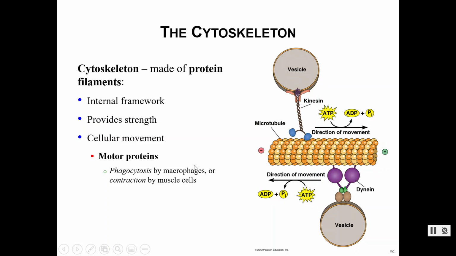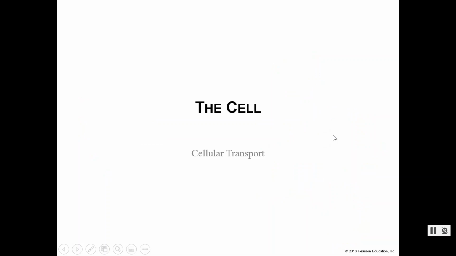Motor proteins or protein filaments are also involved in phagocytosis, which basically means we're bringing things into a cell, and even muscle contraction. Actin and myosin protein filaments are what actually make your skeletal muscles move. So this is all pretty cool. Look at this little guy. Look at his little feet. He's just walking.